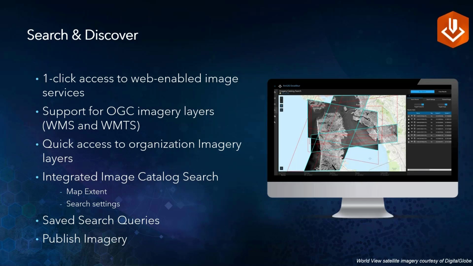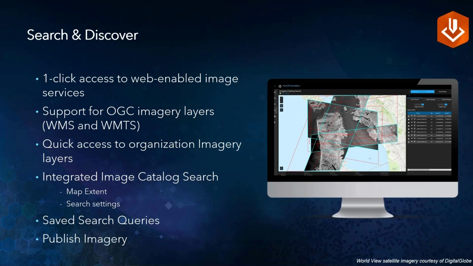Now, Excalibur was designed to mitigate some of these challenges. Analysts can quickly gain access to imagery by leveraging existing URLs such as WMS or WMTS, or by accessing image services from the organizational imagery layers. One common workflow to identify imagery is through our interactive search and discovery experience.